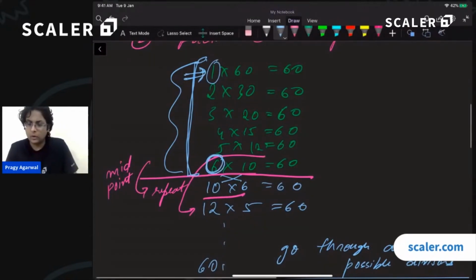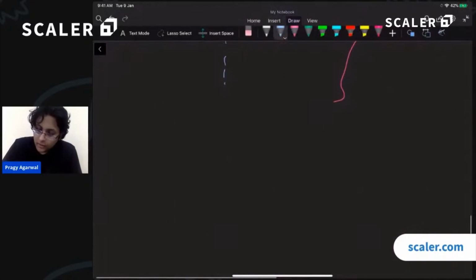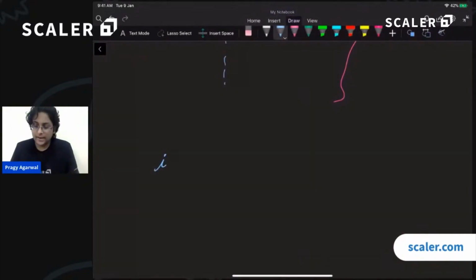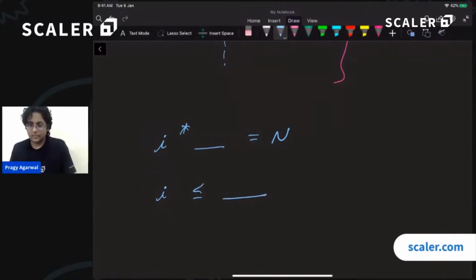How do we find what this number is? So basically, we are looking for a number i such that i times something else. First of all, this should be equal to n, because they are factors. So i times something should be equal to n. Secondly, I am looking for a number such that i is less than or equal to this something.